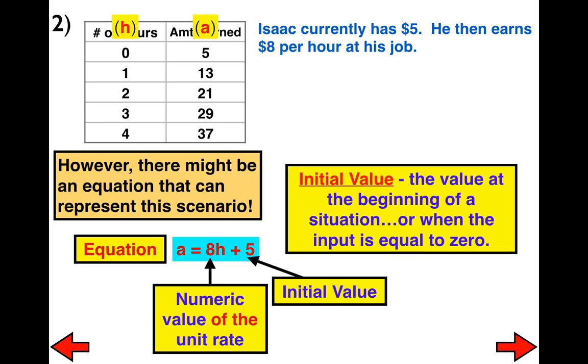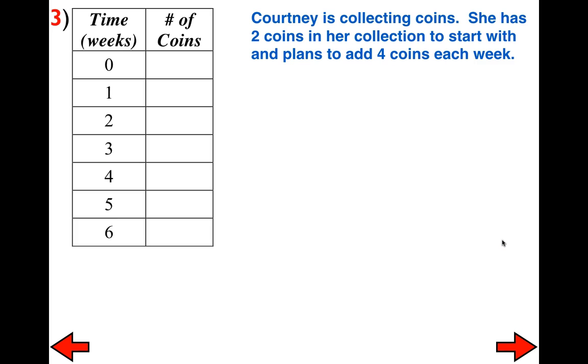So go ahead and write this down. Our initial value is usually the value at the beginning of the situation, or when the input is equal to 0. Okay, so in other words, if x equals 0, our y would be our initial value within that ordered pair. So let's take a look at number 3. It says Courtney is collecting coins. She has 2 coins in her collection to start with and plans to add 4 coins each week. So what's her initial value? In 0 weeks, how many coins does she have?